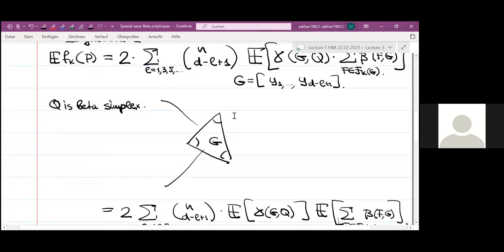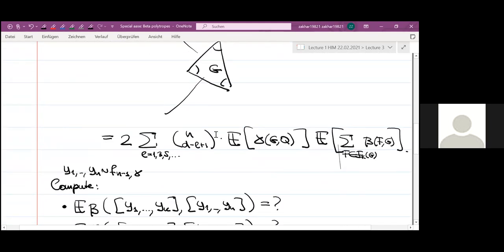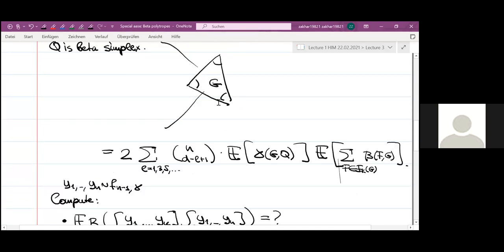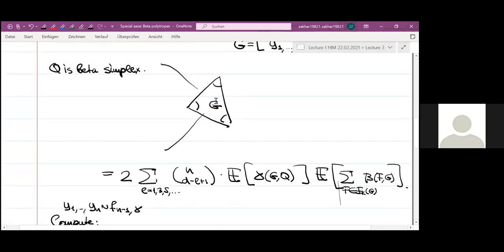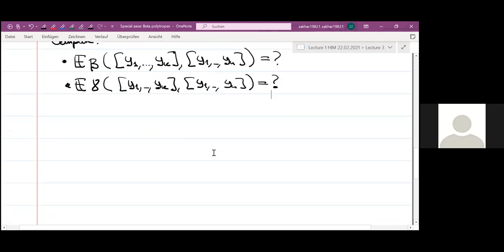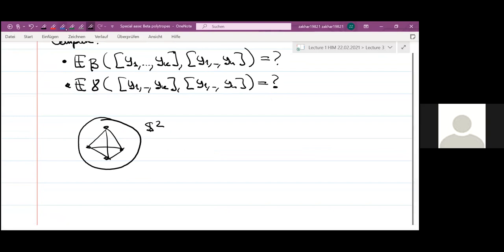Now, maybe you remember that the distribution of this G was not exactly the distribution of the beta simplex. These points were not beta distributed, they had some dependence inside. But this dependence can be removed by additional arguments. In fact, such a dependence doesn't change the angle sum. So we need to compute these two sorts of angles. The simplest special case of this problem is the following one. Take a sphere S2, take 4 points there, they span a tetrahedron on the sphere, say uniformly, and compute the expected sum of angles of this tetrahedron at vertices.